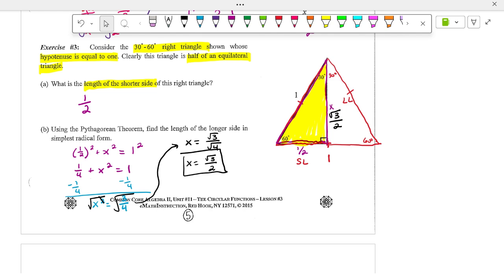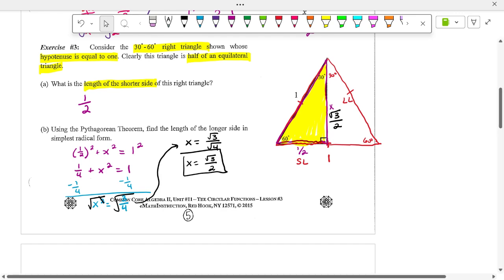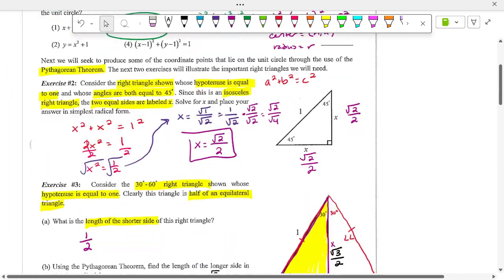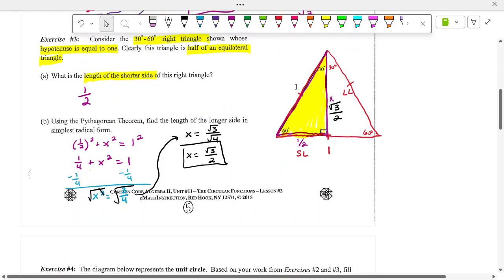What's the length of the radius in the unit circle? 1. They already told us that. It's up here. The diameter, but we don't really need to worry about that.